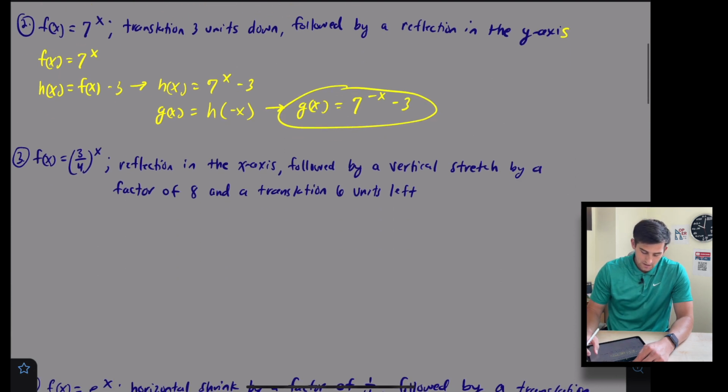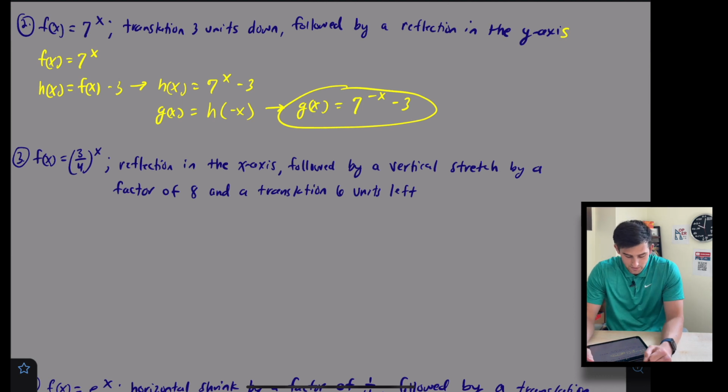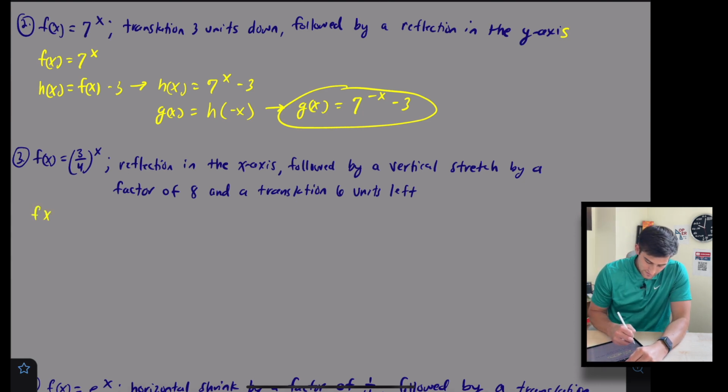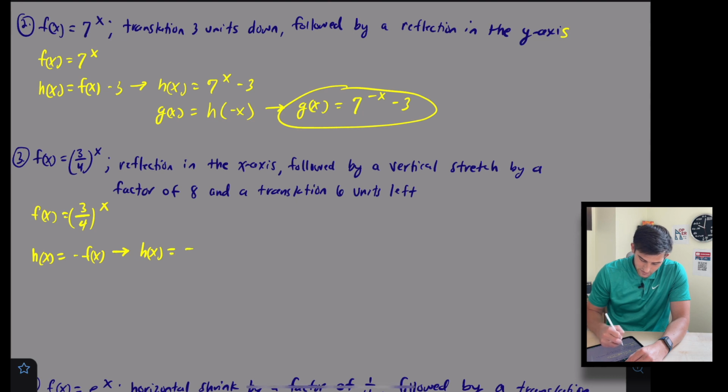Okay. All right, number 3, f of x equals 3/4 to the x power. We're going to reflect in the x-axis, vertical stretch by a factor of 8, and translate 6 units to the left. So we're doing 3 things here. So let's say f of x is equal to 3/4 to the x power. So reflect in the x-axis, so let's go with h of x is equal to, we're going to make y opposite, so the opposite of f of x. So we get h of x is equal to the opposite of 3/4 to the x power.